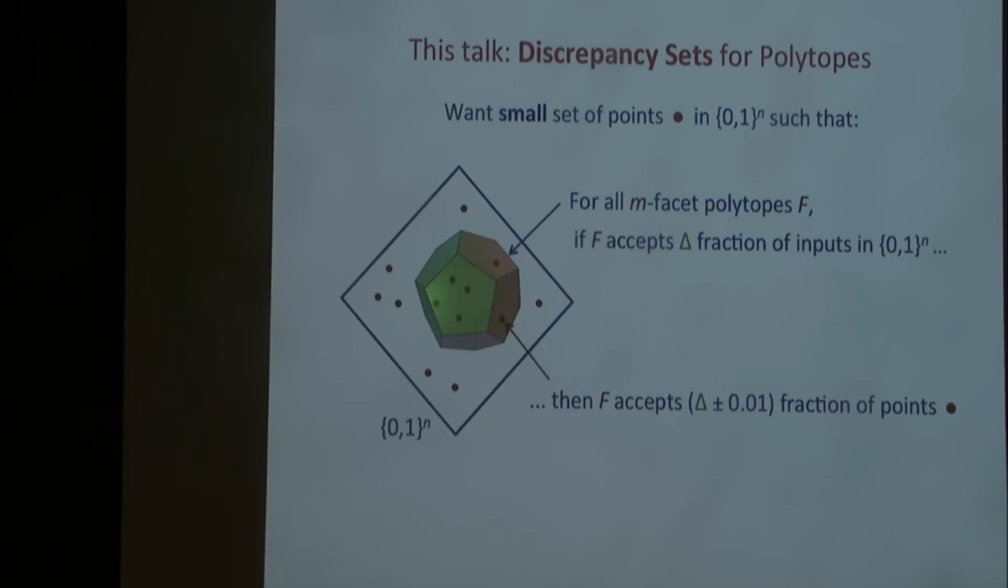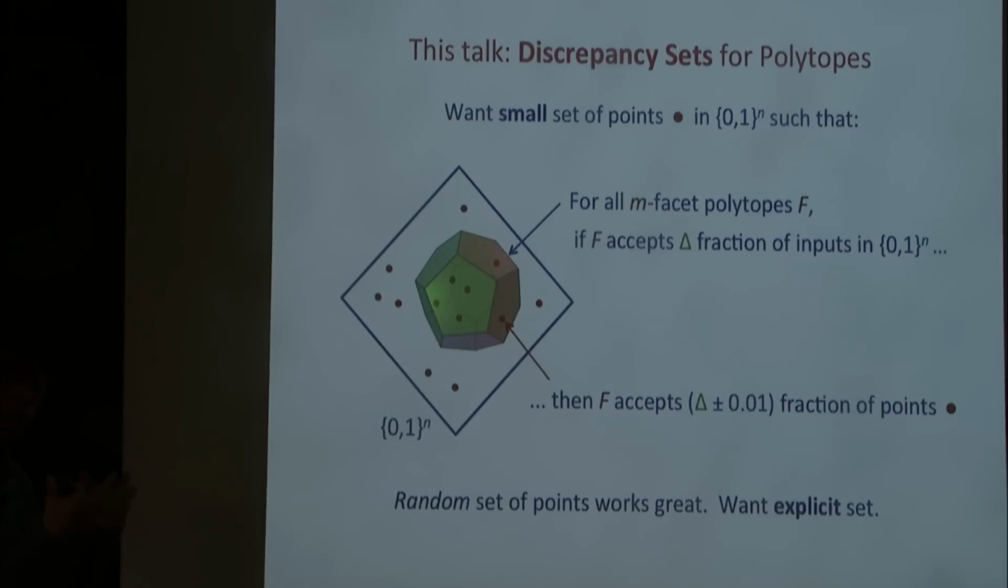And just to emphasize, the name of the game here is de-randomization or explicit constructions. It's not too hard to show, just because there are not too many polytopes, that a random set of points works great. The name of the game here is an explicit set. I'd like to give an explicit special set of points that achieves this, and I would like the size of the set to grow well with m. I'll state my results more precisely.